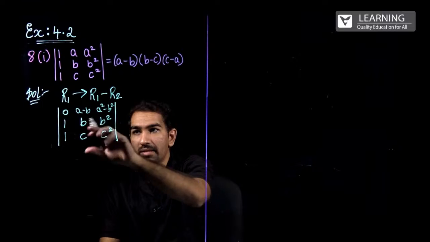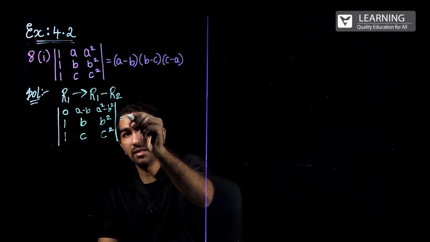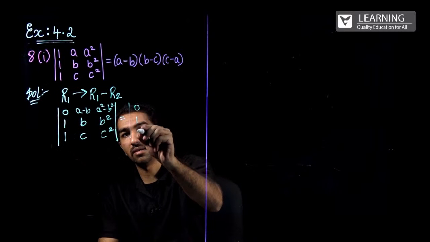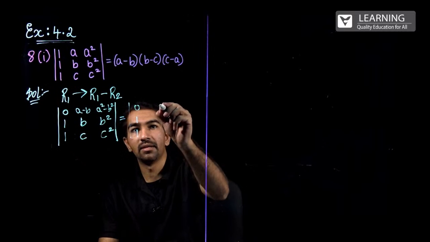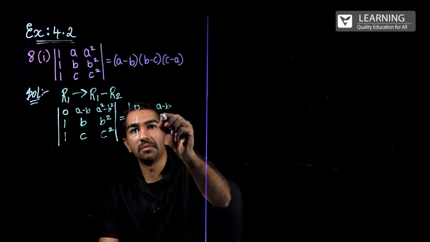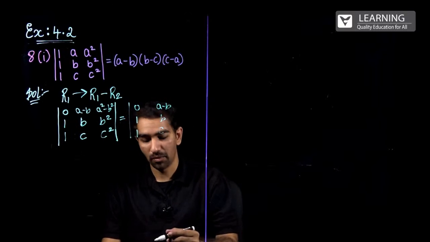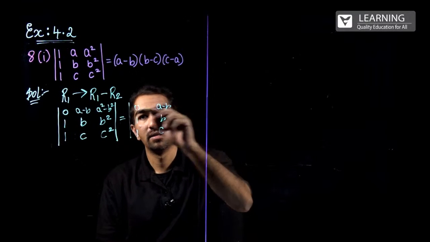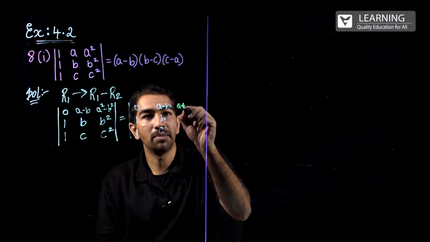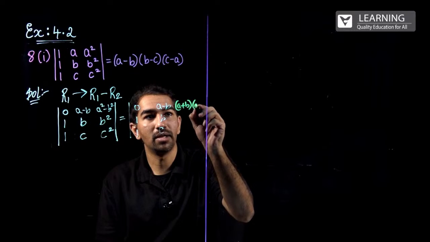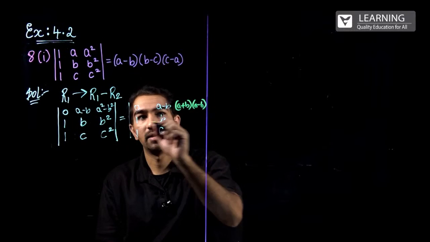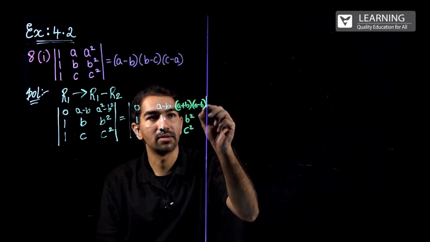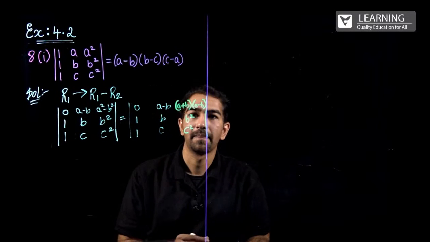So further simplifying this, what we'll be getting? We will be getting 0, 1, 1, a minus b, b, c. What is a square minus b square? a square minus b square is nothing but a plus b into a minus b, correct? And this will be b square as it is, and this will be c square as it is. So this is the determinant.